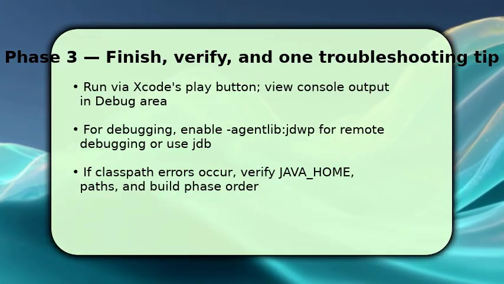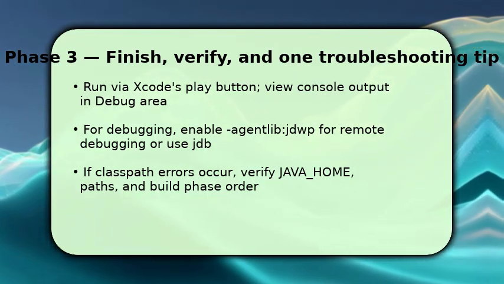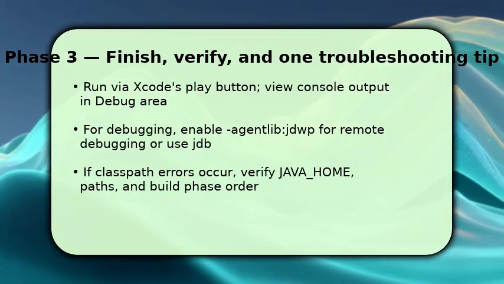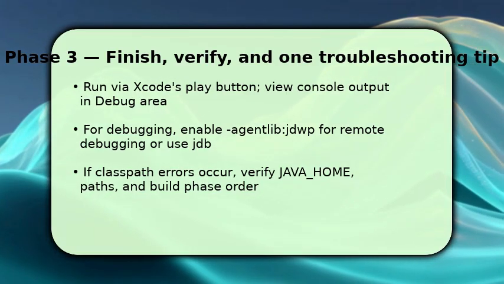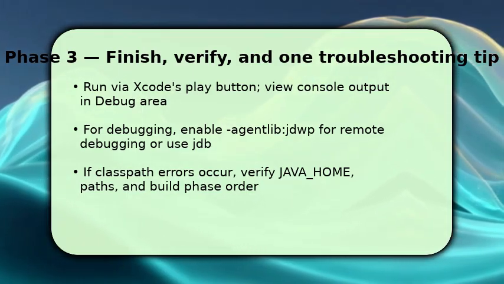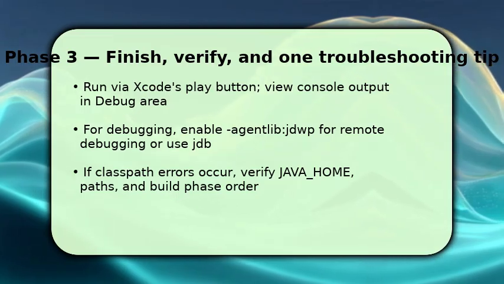Click Xcode's Run button to execute the script. Watch the debug console for System.out and errors. For source-level debugging, add JVM debug flags like -agentlib:jdwp=transport=dt_socket,server=y,suspend=n,address=5005, and connect with a Java debugger.